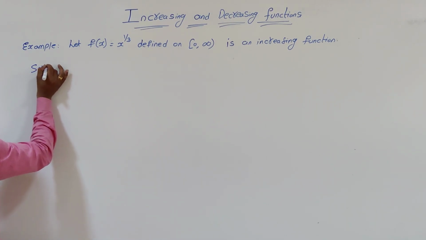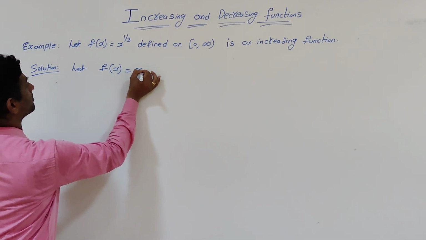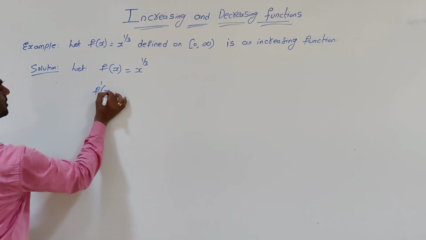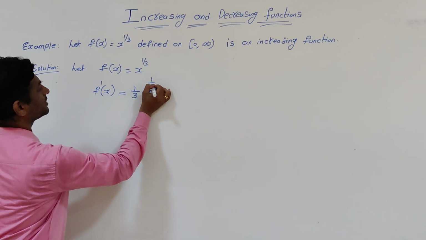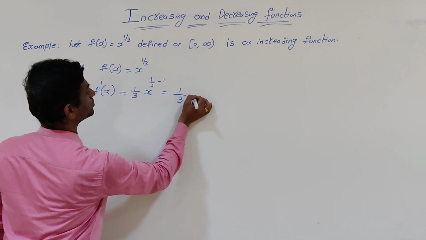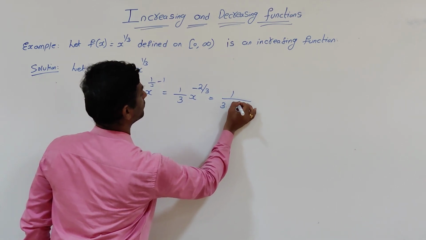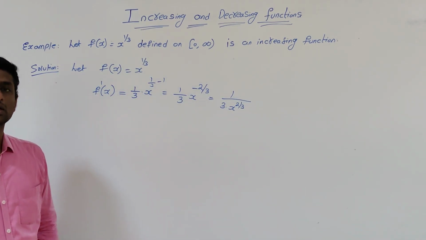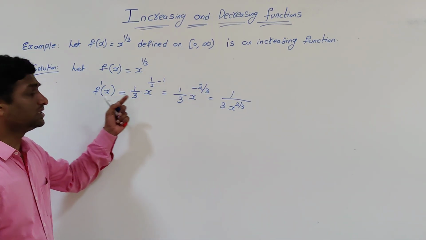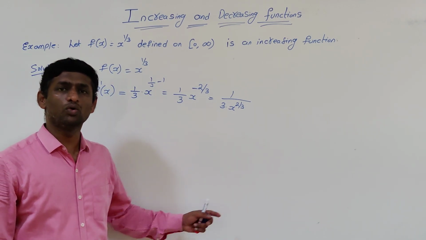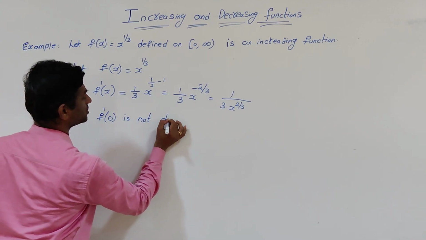So solution, let f of x equal x to the power of 1 by 3. Then what is f dash of x? F dash of x will be 1 by 3 into x to the power of 1 by 3 minus 1, which is 1 by 3 x to the power of minus 2 by 3, that is 1 by 3 into x to the power of 2 by 3 in the denominator. Now as 0 is there, if you substitute 0 here, what happens? Is it defined? No. So f dash of 0 is not defined.